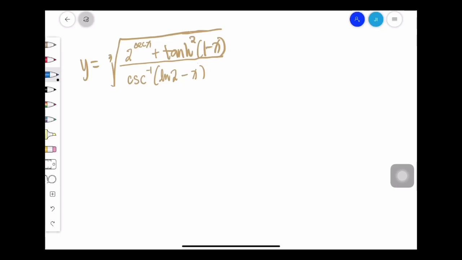Okay, so let's solve this one. We have y equals cube root of 2 raised to secant x plus hyperbolic tangent squared of 1 minus x all over inverse cosecant of ln 2 minus x. In this problem, we need to find dy/dx, but we need to choose which method we will use.